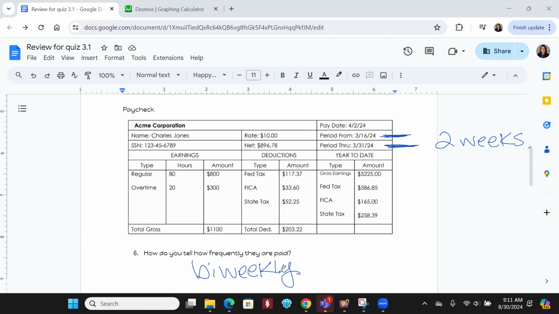Does everybody see that? So I count the days and I go, hey, there's 7 days in a week. How many weeks is that? Now, sometimes people are paid monthly. So like teachers, we get paid at the very end of the month. We get paid on the last day of the month, one time.